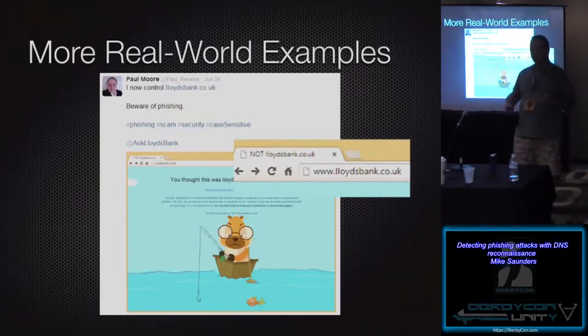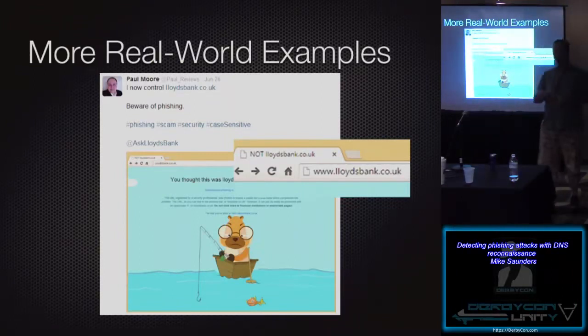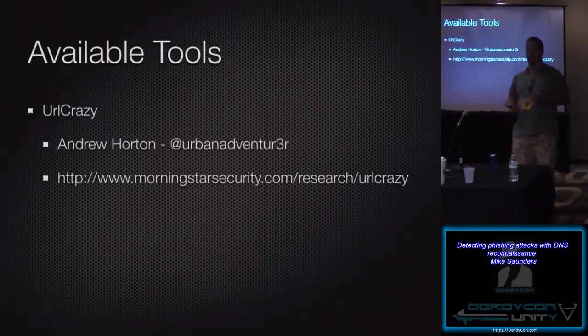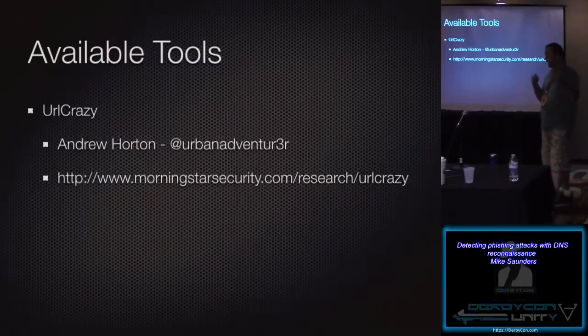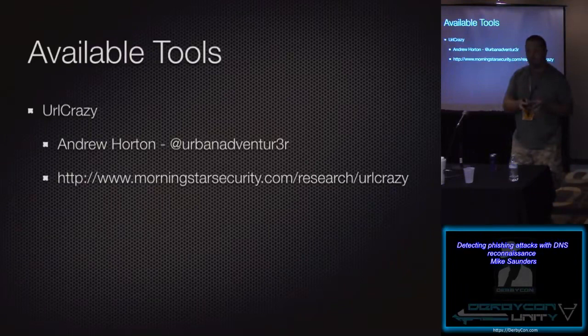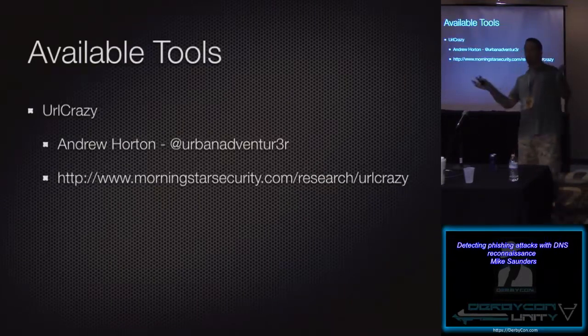So typo squatting, when combined with phishing attacks, is highly effective. And as a defender, what can you do about it? Like, what tools are available to you? Well, there's URL Crazy. It was a tool written by Andrew Horton. It's a Ruby tool that's included with Kali and Backtrack. And the way it works is you give it a domain name, and it generates possible typo squatting variations for that domain, and you have some output.